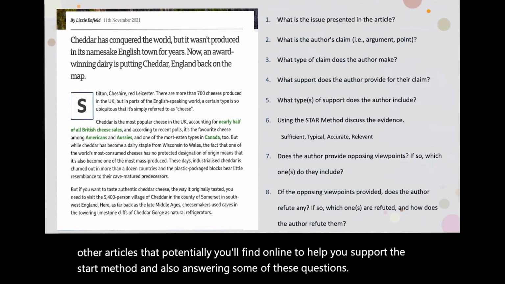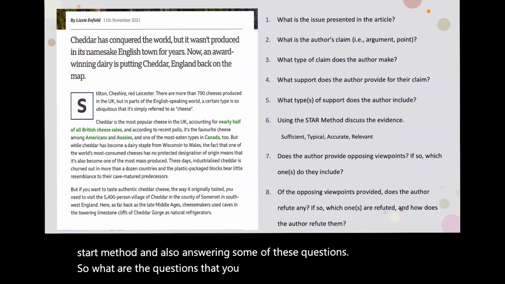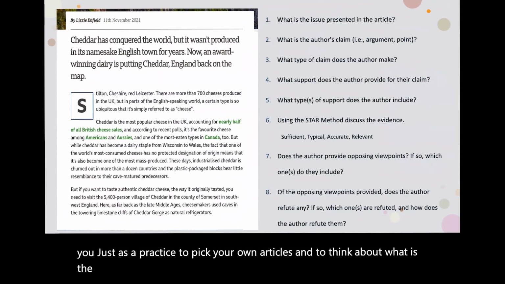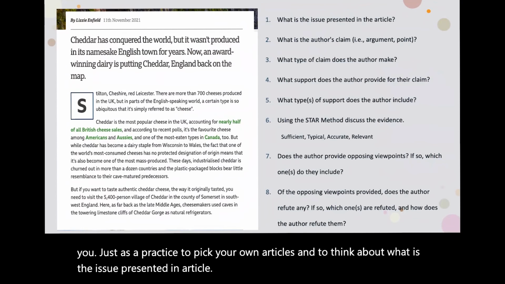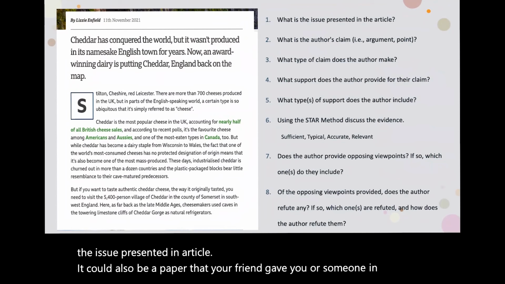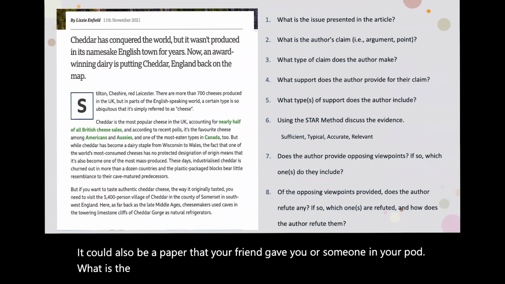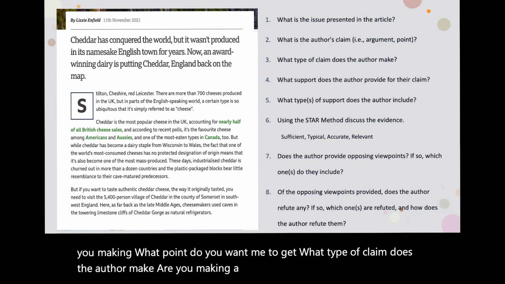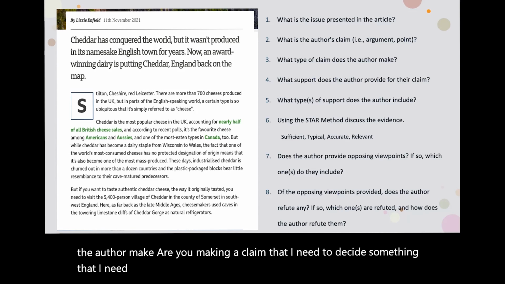So what are the questions that you should consider? This is helpful for you just as a practice to pick your own articles and to think about what is the issue presented in an article. It could also be a paper that your friend gave you or someone in your pod. What is the author's claim? What are you saying to me? What argument are you making? What point do you want me to get? What type of claim does the author make? Are you making a claim that I need to decide something, that I need to act on something? Are you trying to tell me that I need to be upset about something or support something?